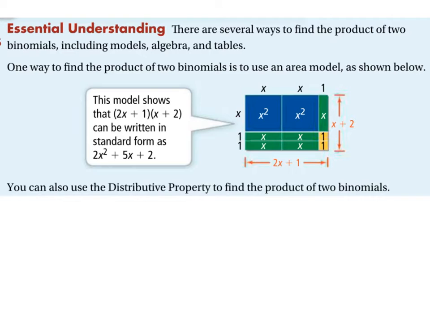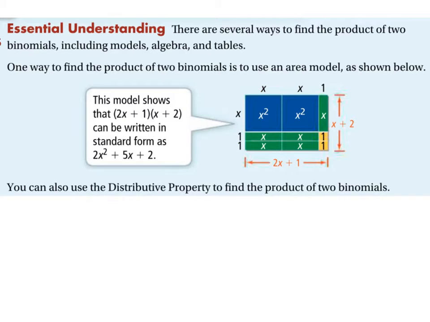Essentially, I'm going to show you a method that's called FOIL that we'll do in a second. But if you do it this way, if you write it out as the tiles, what you can see is x times x, x squared. X times x, x squared. X times 1, x. 1 times x, x. 1 times x, x. 1 times 1, 1. 1 times x, x. 1 times x, x. And 1 times 1, 1. And so what you get is 2 of these x squareds, 5 of these x's, and 2 of these 1's.